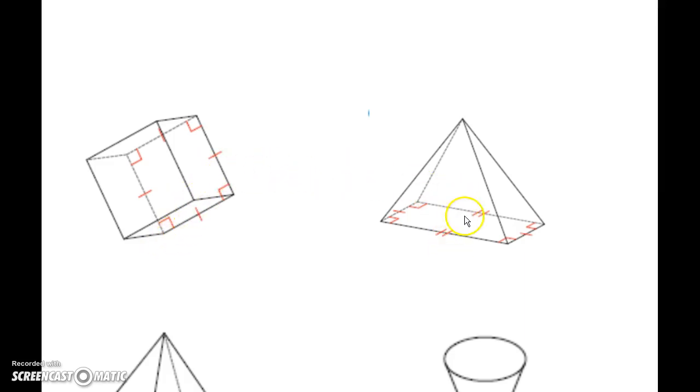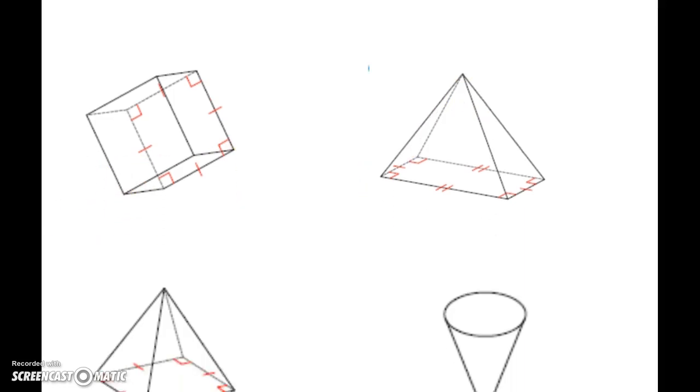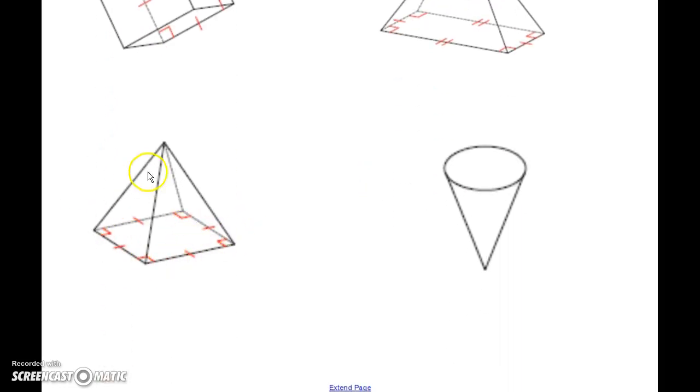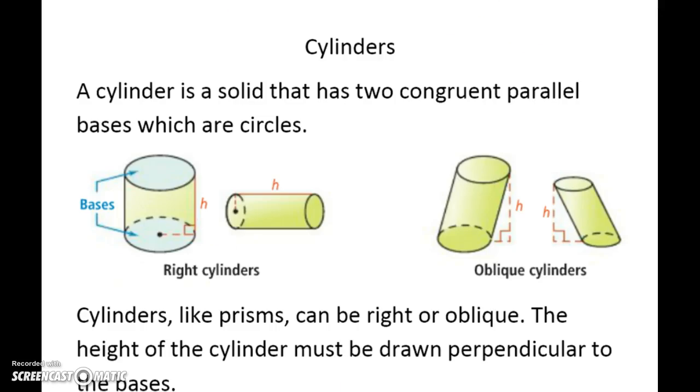Now, this is not a prism. This is a pyramid, and it's a pyramid because I only have one base, and all of the lateral edges meet at a vertex, a single vertex. We're going to call this a rectangular prism because the base is a rectangle, or a rectangular pyramid. Oh my gosh, I'm sorry guys. Rectangular pyramid because the base is a rectangle and all of the sides join at a point. This would be a square pyramid because the base is a square and it's making a pyramid. And this is exactly what it looks like. It's a cone.